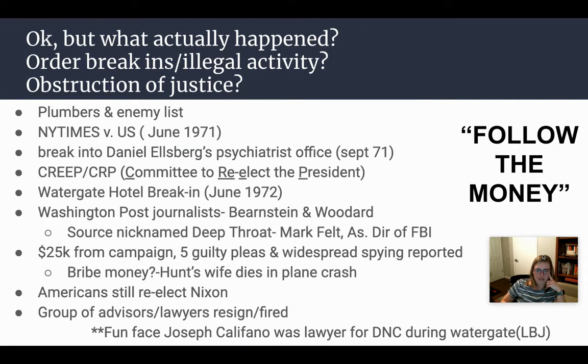But even though these things are happening, right, the American people are going to be like, I don't know what you're talking about. And they're still going to vote for Nixon. Okay? So even though these little pieces are starting to come out, they don't have the full story and they're still going to vote for him.